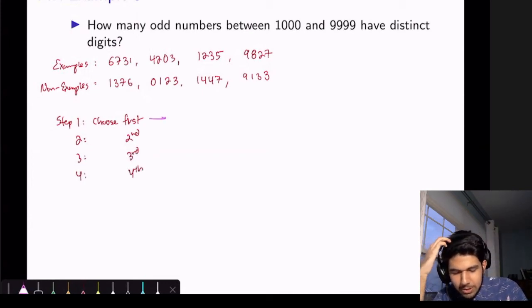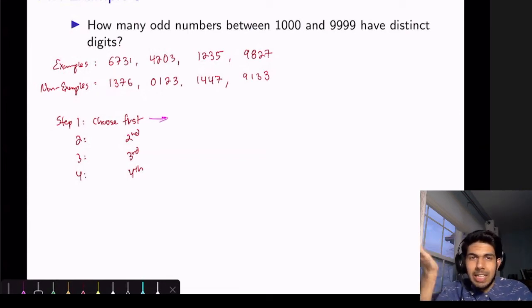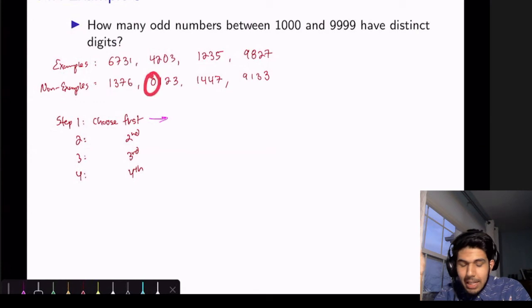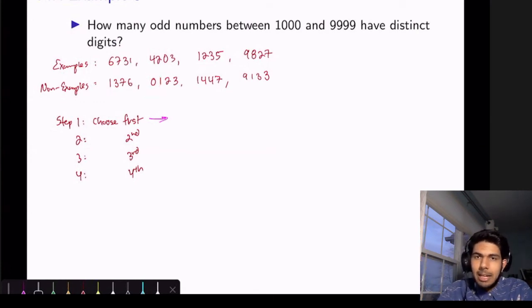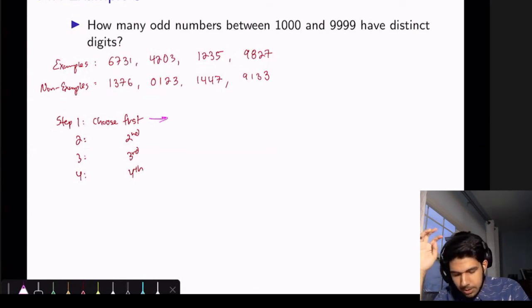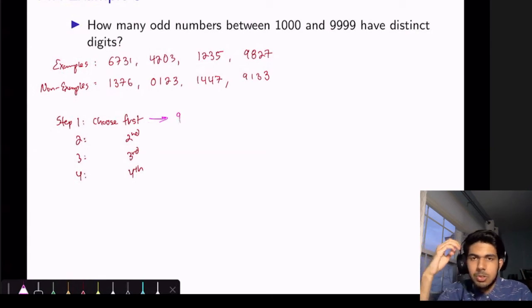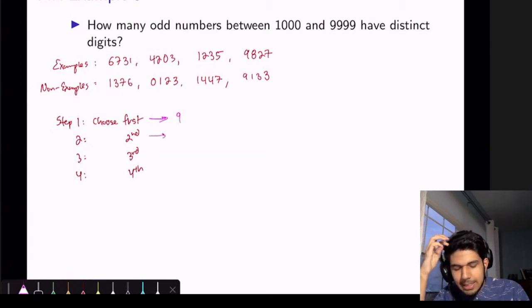Okay, so the first digit here. How many ways are there to choose that? Well, we have digits 0 through 9. There's 10 of those digits. But we have to be careful because the first digit can't be a 0, because that would put us outside of our range. So we would say that there's 9 ways to choose the first digit.